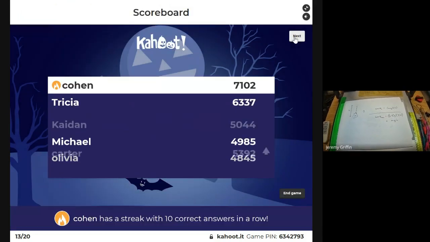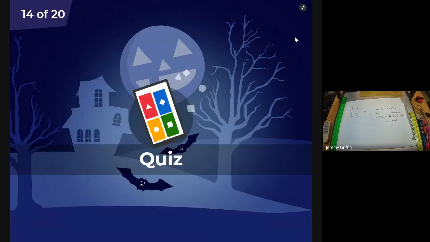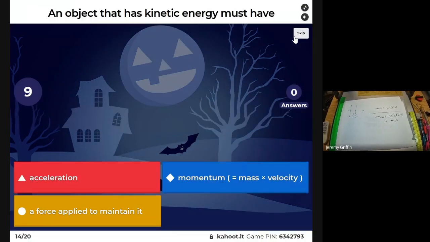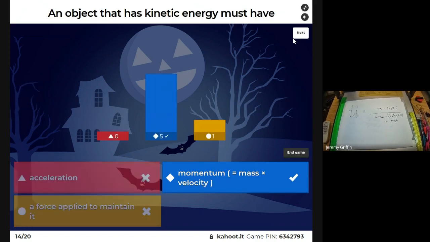Right there. All right, Cohen, still on fire. Ooh, Carter hopping in there. An object that has kinetic energy must have. I'm sorry, I can't. You're doing so good. There's no way. Yeah, I'm sorry. Just not. So yeah, momentum.